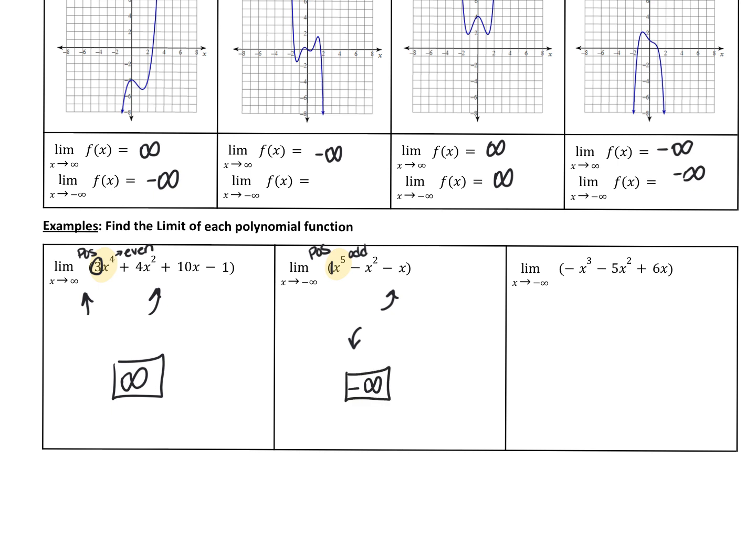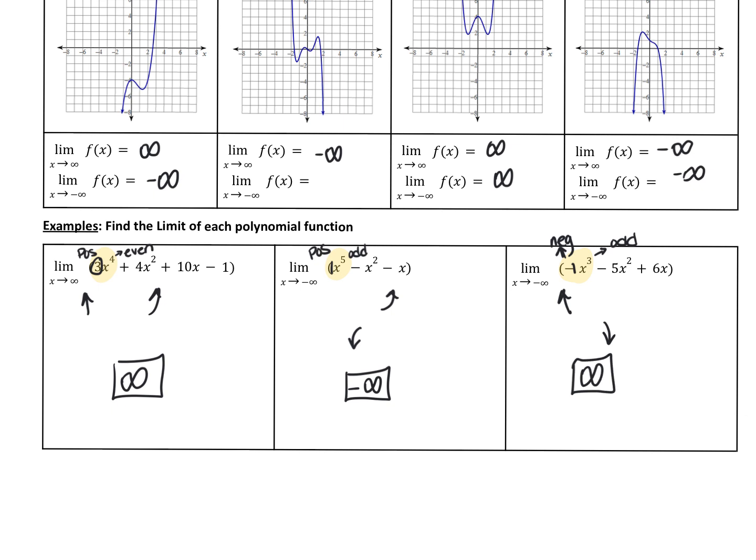And last but not least, as x goes to negative infinity of this function, we're going to look at the highest power, which is this guy as well. So we have 3, which is odd power, but now we have a -1 in front, which means my leading coefficient is negative. So up and to the left and down. So as x approaches negative infinity, the graph is going up.